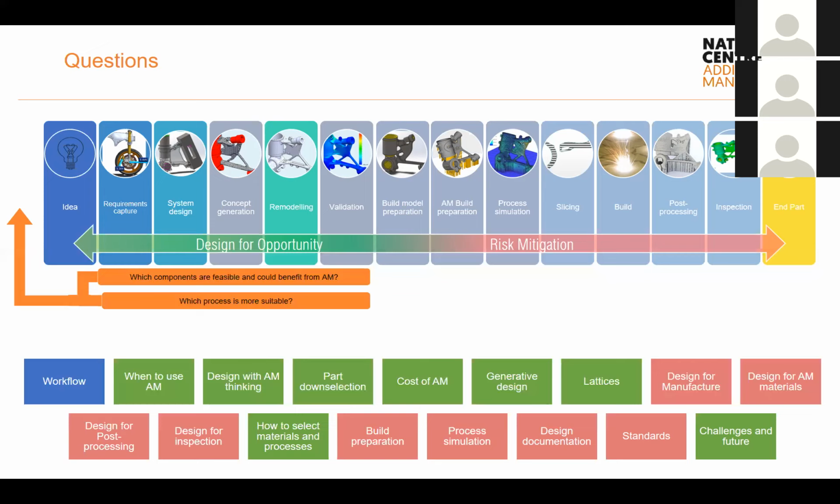Okay, I will go one by one. So in terms of the validation step, where we use topology optimization is in the concept generation. So where we are basically optimizing where we put material, so then we get a concept of our geometry.